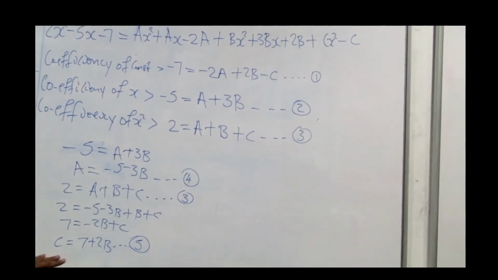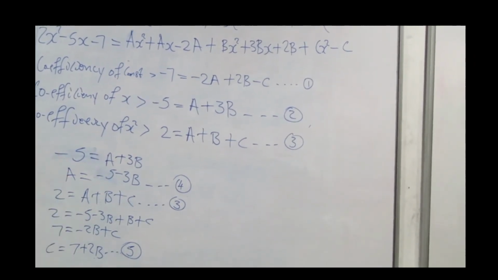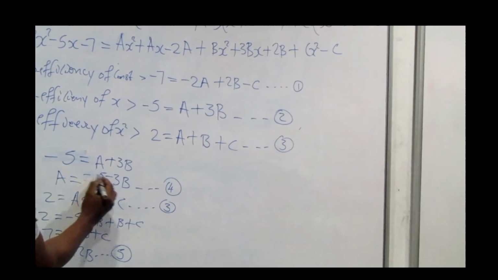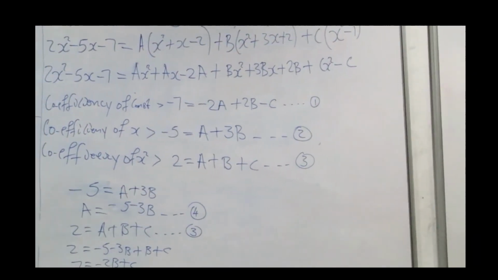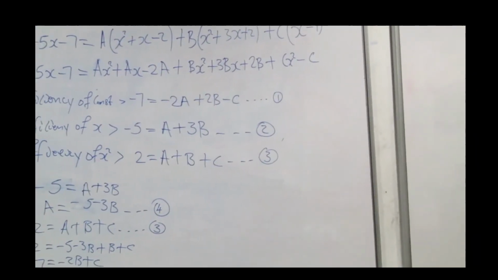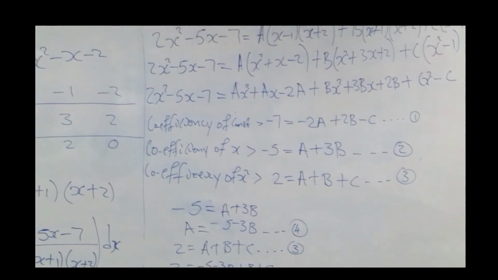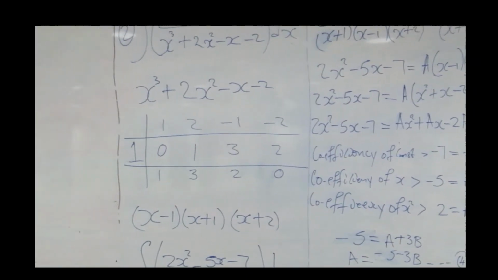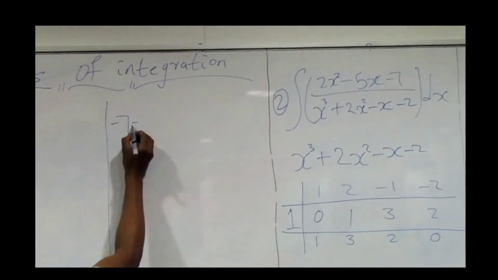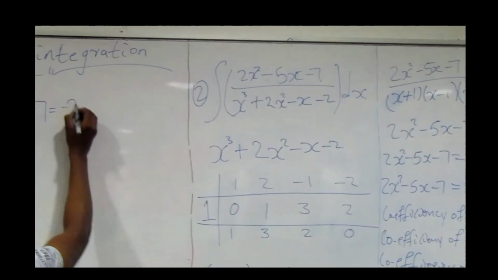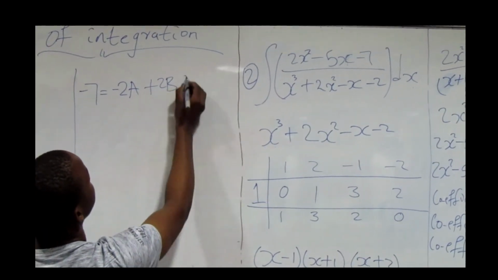Now we have a and c, all of which include b. So we can come to our equation 1 and substitute a and c, then we get b. How do we do it? I'll write it here. Our equation 1 is -7 equals -2a plus 2b plus c.